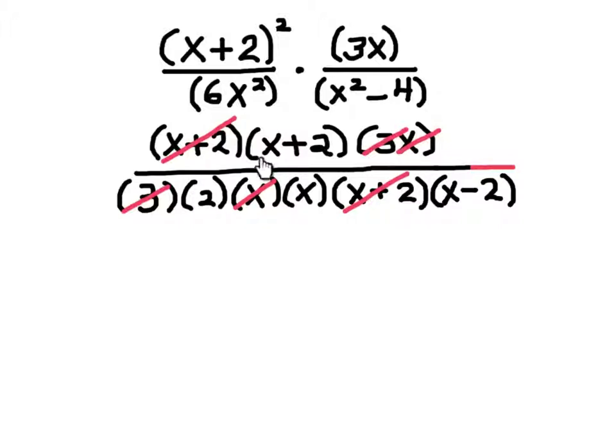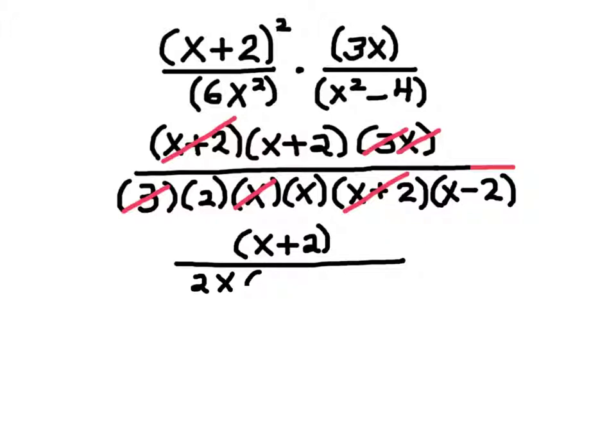In the numerator, all that I have left is a binomial factor, x plus 2. There are no binomial factors, x plus 2, in the denominator. So let's rewrite this. In the numerator, we have x plus 2. And then in the denominator, what we have left is a 2 times x minus 2. So a 2 times x times the binomial x minus 2. Okay, so we've finished up here.